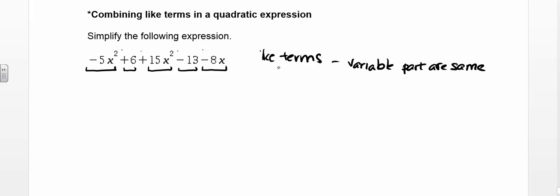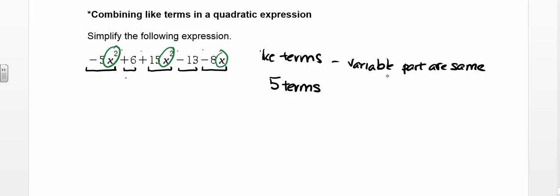So let's go ahead and see which ones are like terms and what our variable parts are. First off, we have 1, 2, 3, 4, 5 terms. So you should start training your eyes to see how many terms we have in an expression. This one has 5 terms. And let's see which ones have variables. So the first one has a variable. Its variable part is this entire x squared. The second one does not have a variable. The third one has another x squared. And the fifth one has just an x.